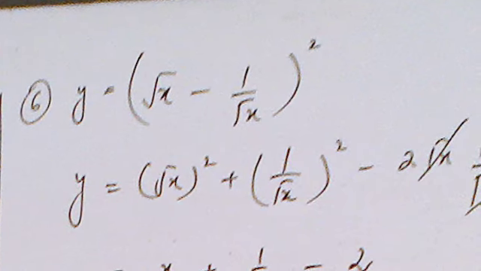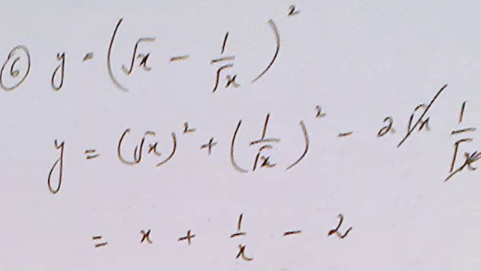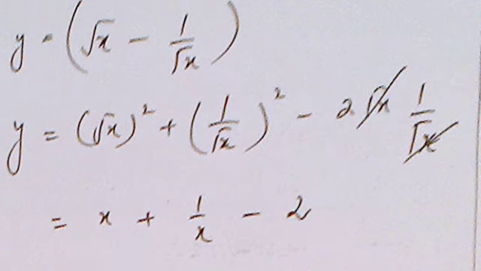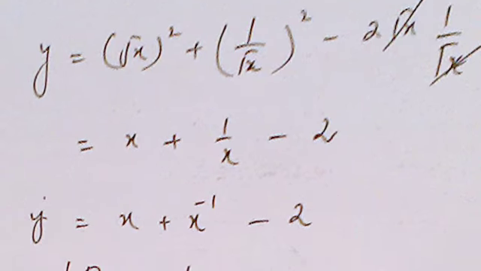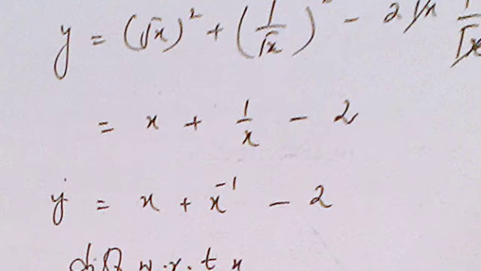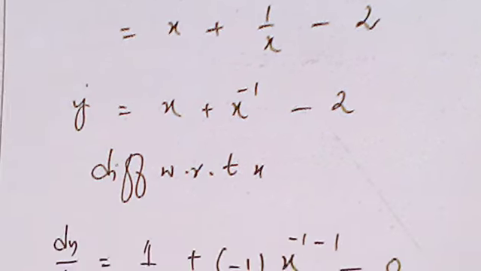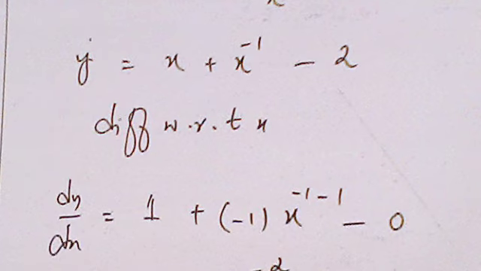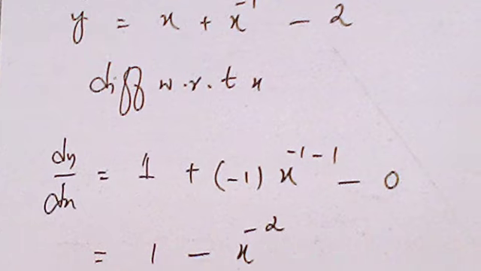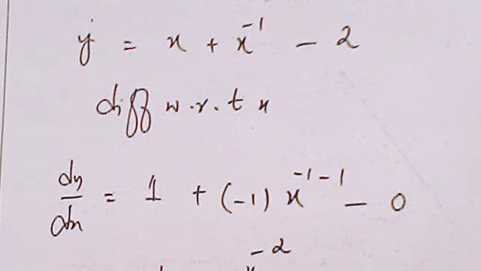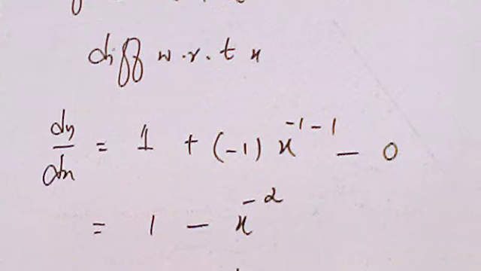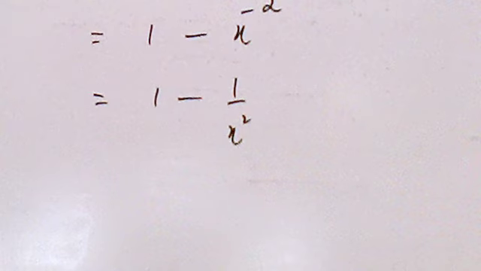Next question, we have a square on this value. We apply a square plus b square minus 2ab. 1 over x is also written as x raised to power minus 1. Then we differentiate these values. We apply d over dx. Derivative of x is 1. Derivative of x raised to power minus 1 is n minus 1, so it becomes minus 1 and minus 1 minus 1. And the derivative of 2 is a constant, it is 0. Now we simplify this value.